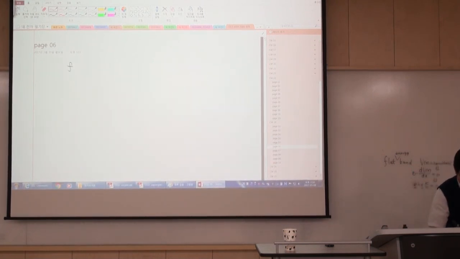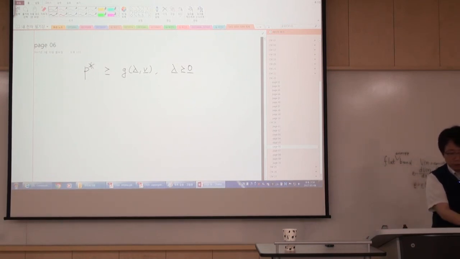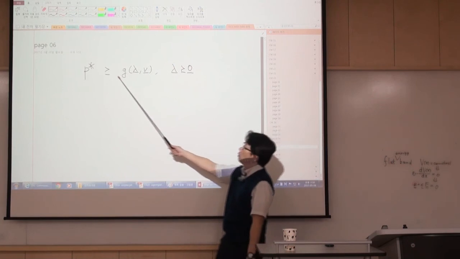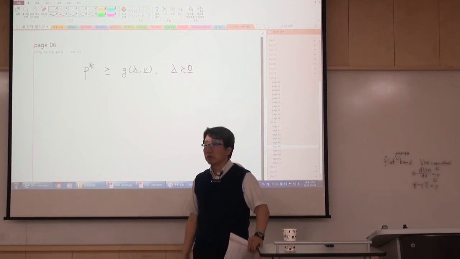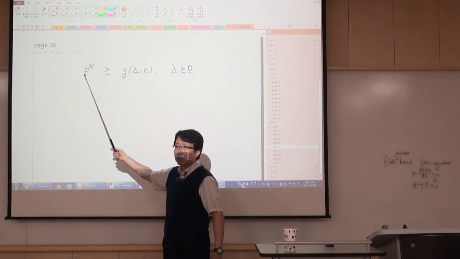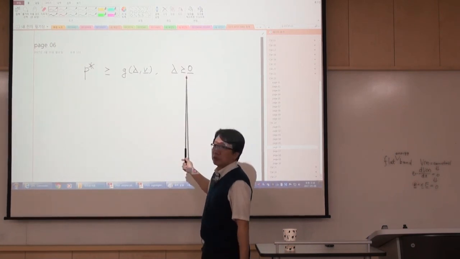We have P star greater than or equal to g of lambda, nu when lambda is greater than or equal to 0. Got it? This is very interesting, as I told you. We have just found a lower bound to our minimum value. We assume temporarily this is finite. Okay? Got it? So now, this inequality holds for all lambda greater than or equal to 0 and nu.